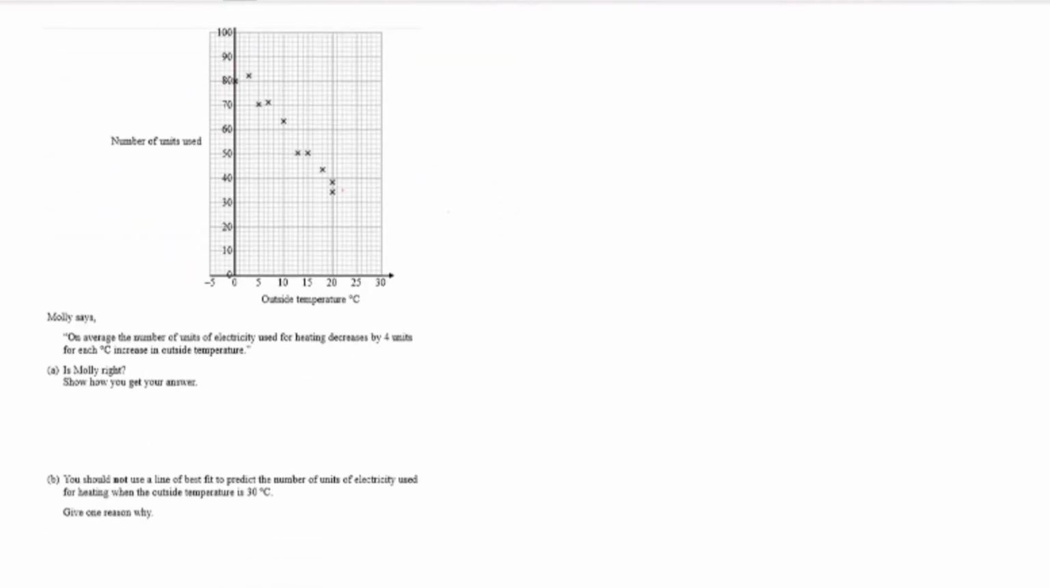All right. Now for another example, just to work this one through, here we have another graph looking at the number of units used. This is referring to electricity and heating as compared to the outside temperature. Molly says the average number of units of electricity used for heating decreases by 4 units for each degree C increase in outside temperature. So basically, the gradient of this line, the units used divided by the outside temperature, is going to have a value of -4. It's going down by 4 for every degree C that we go along.